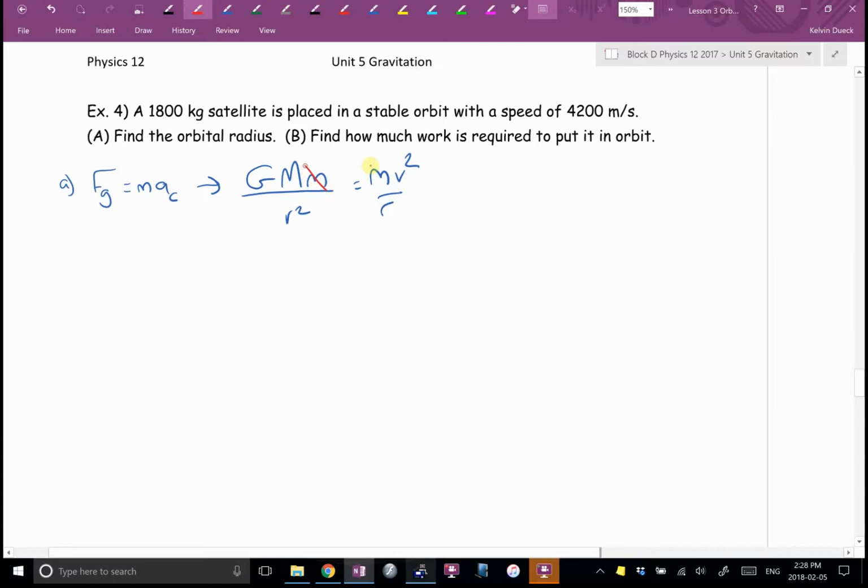The little m's cancel. One of the r's cancels. Kyle, what am I trying to find in part A? Where is the remaining r sitting? Under, did you say? Can't do math with that. Oh, I can multiply it to the top on the right-hand side. Move the v squared down. So I'm going to get this: r orb equals big G, big M over v squared.